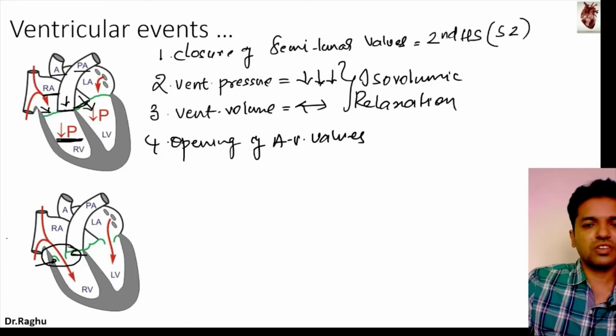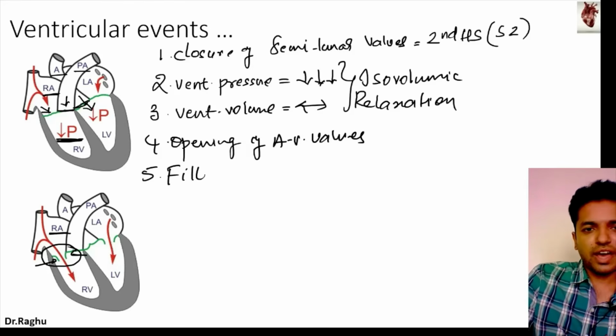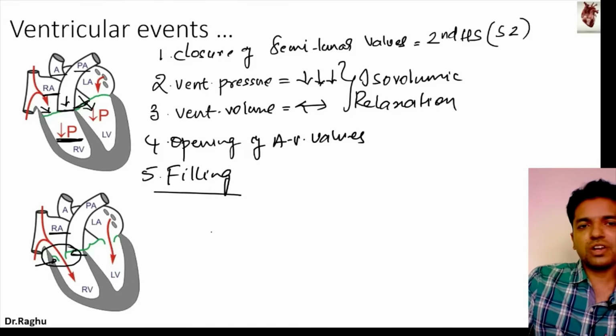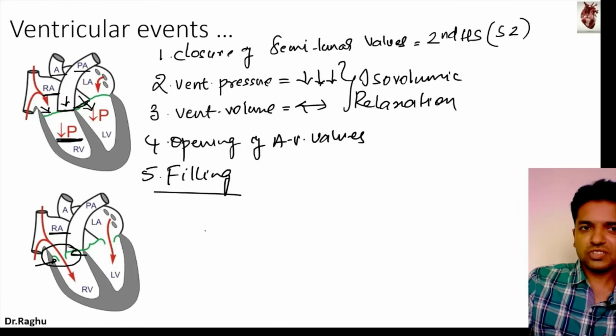Now when this atrioventricular valve opens, by this time what was happening in the atria? The atria was getting filled. The atria was in the phase of the diastole, so the atria is completely filled with blood. Now the blood from the atria gushes into the ventricles. So this phase of the ventricular diastole is what is called the filling phase. Why do we call it a filling phase? Because the ventricles are getting filled. The blood from the atria is entering into the ventricles.